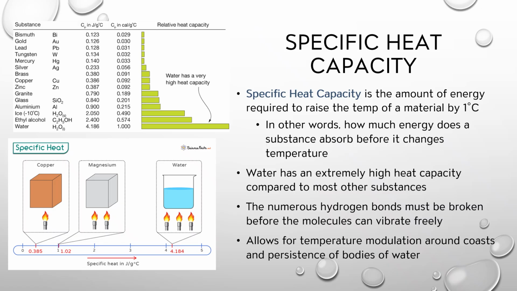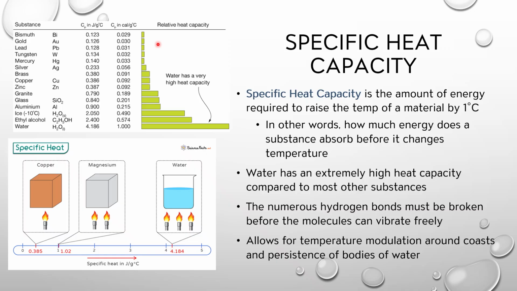The next really cool property and characteristic of water that we're going to talk about is how water has a very high specific heat capacity. Now, if you've never taken chemistry, let me define this for you. It's basically the amount of energy required to raise the temperature of a material by 1 degree Celsius. Putting that in normal language, how much energy does a substance have to absorb before it changes any temperature? Now we can see on this table here, water's way down at the bottom. It has a very, very high specific heat capacity, whereas metals tend to have very low specific heat capacities.